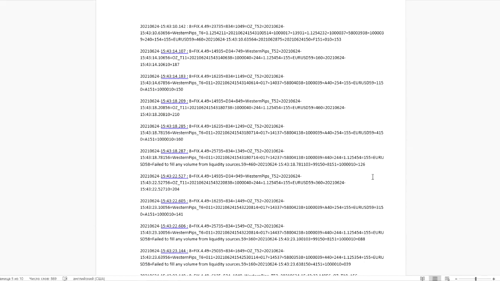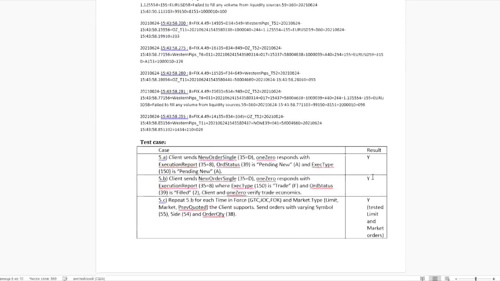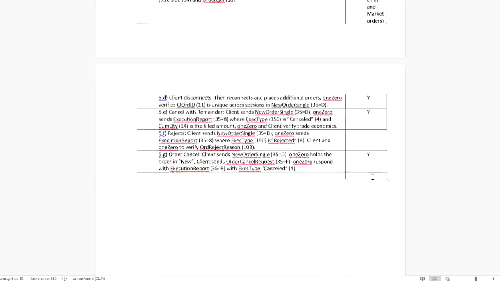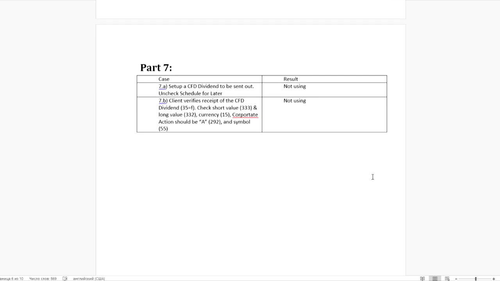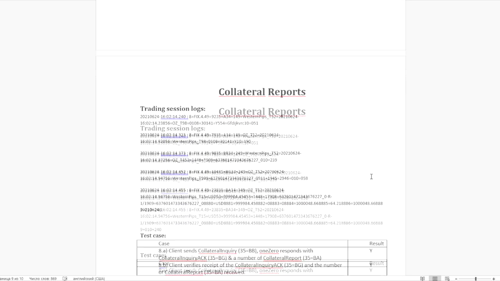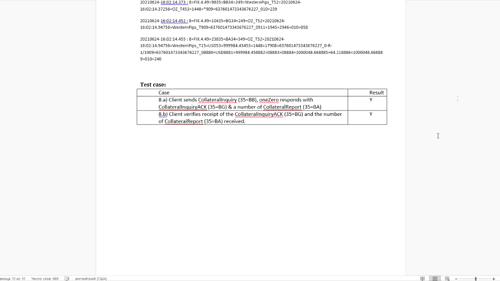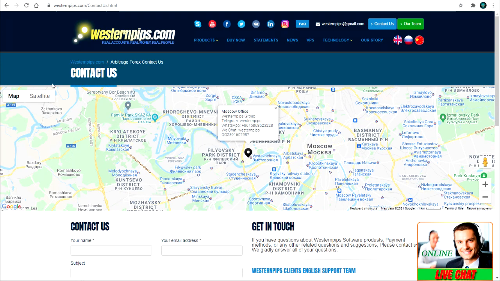You should perform these tests to ensure that your FIX Taker API installation is configured correctly and is working as expected. Passing this test is a prerequisite for opening a live account with large liquidity providers. Here are examples of running Conformance Test for Integral and OneZero.